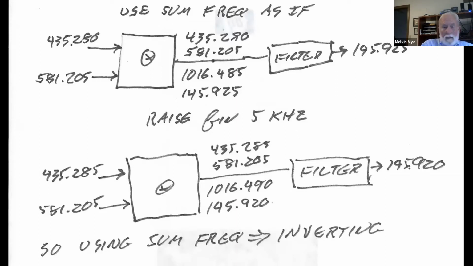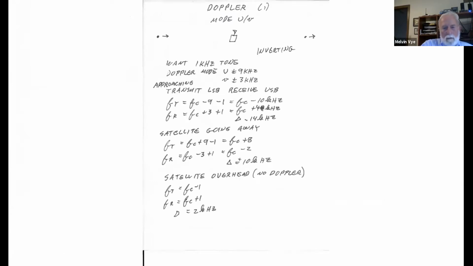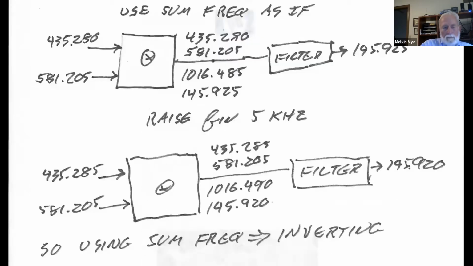Now, here, I'm going to use the sum of those 2 frequencies as my intermediate frequency or local oscillator. When I do that, again, I get out 4 frequencies, and I filter everything out except the 2-meter signal, which is 145.925.